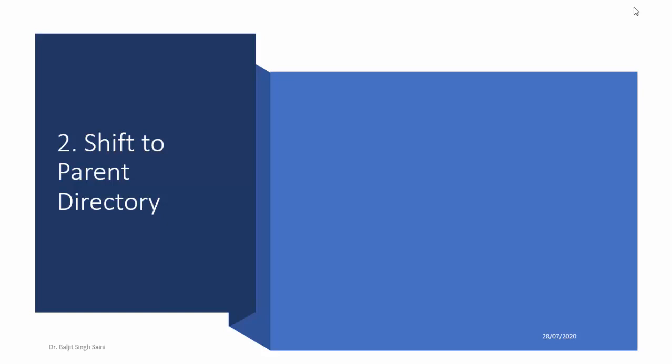The second method to use cd is to shift to the parent directory. This is one of the most commonly used methods of using the cd command. So we write cd space dot dot. Dot dot means the parent directory. So once you write cd and instead of a path you write dot dot, you're going to shift to the parent directory of the current working directory. Wherever you are, it is going to take you one level up.